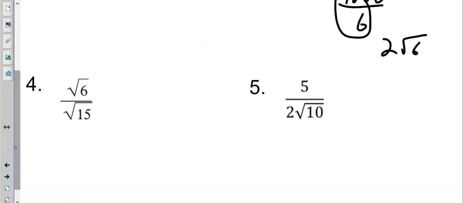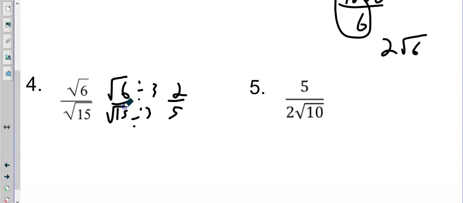Now, 6 does not go into 15, but let's think about this. If I just had 6 over 15, I would divide by 3 and divide by 3, which would give me 2 over 5. But watch this trick. Radical 6 over radical 15 divided by radical 3 over radical 3 gives me radical 2 over radical 5. Now, I don't have to do this. I could rationalize by multiplying by radical 15. It just ends up being bigger numbers. So whenever you can, just reduce.